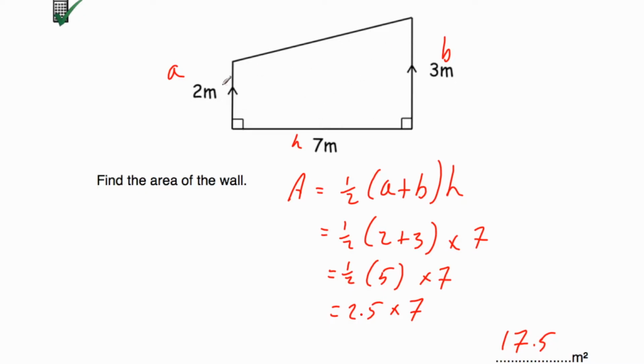And just to recap, we added together the lengths of our two parallel sides, so 2 plus 3 is 5. We halved it to get 2.5, and then we just multiply by 7, the distance between them, and that gives us 17.5 square meters, or meters squared.